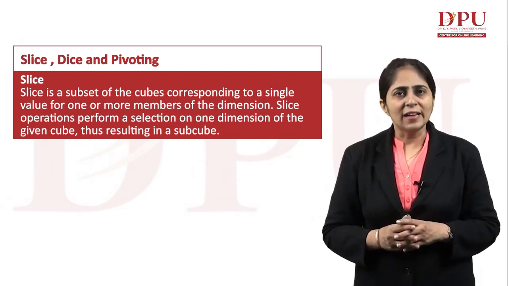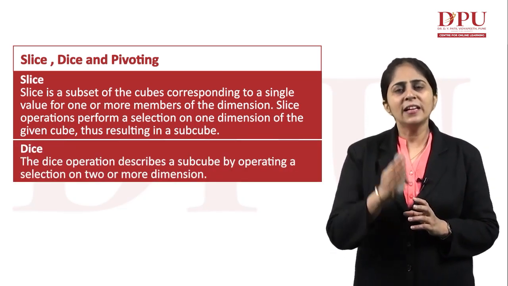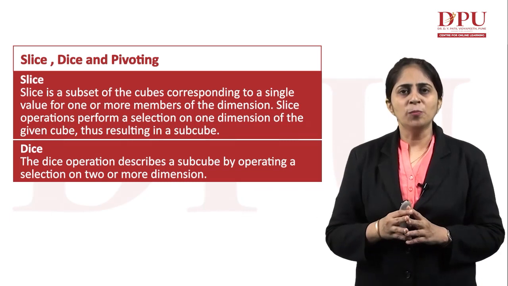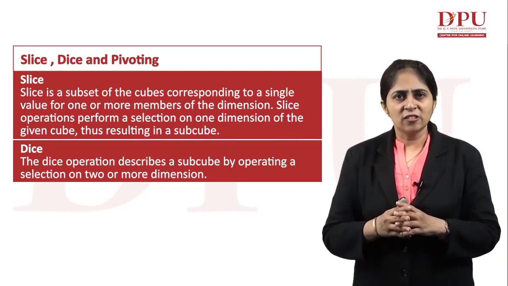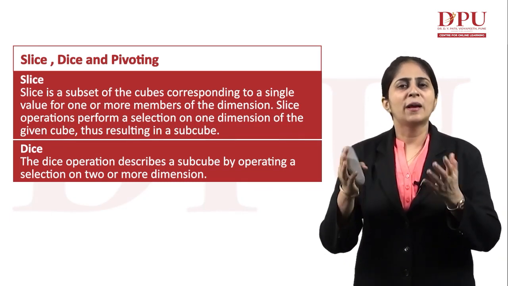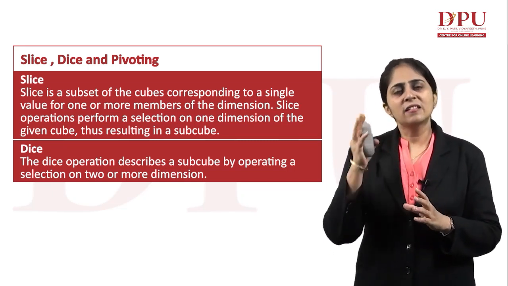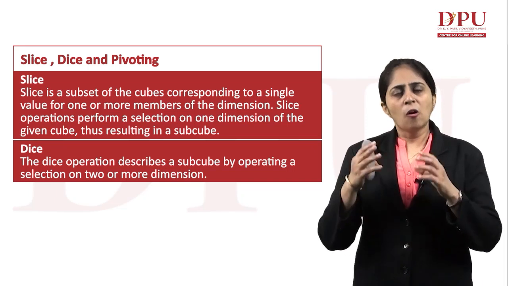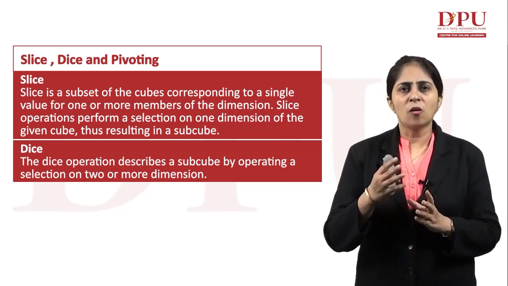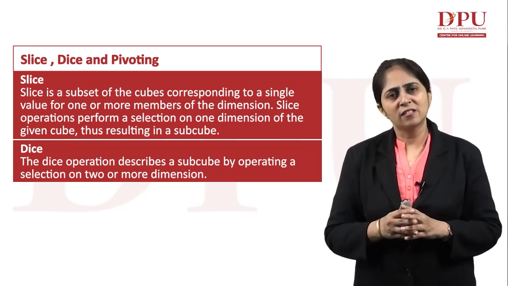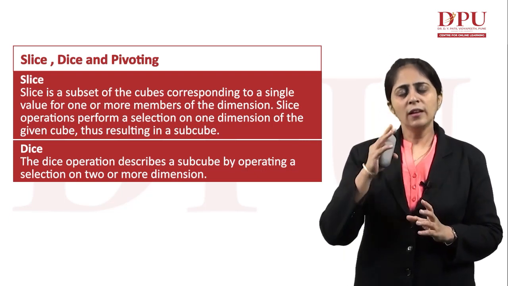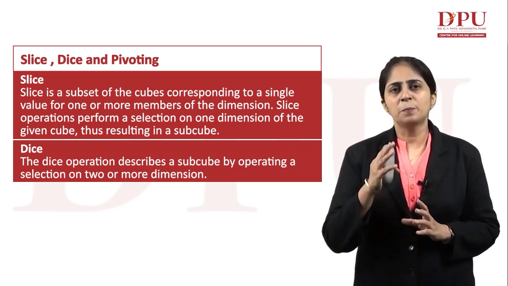Now, talking about dice, the dice operation will describe a subcube by operating a selection on two or more dimensions. So basically, this dice will describe a subcube by operating a selection on two or more dimensions as they are required. Now, we have the third operation here, which is pivot.